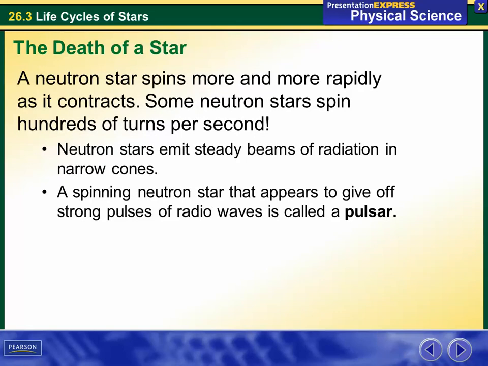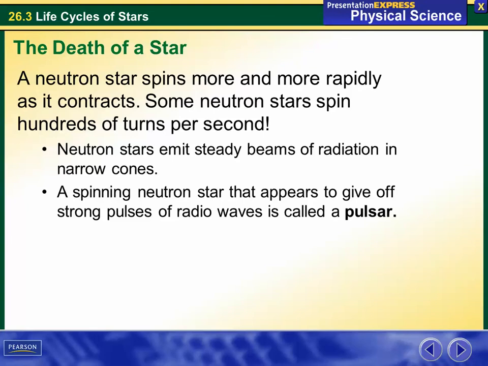And as neutron stars spin more and more rapidly, they contract. As they contract, they spin more and more rapidly. Some neutron stars spin hundreds of turns per second. They even added an exclamation point there to say how fast that actually is. The neutron stars will emit steady beams of radiation in narrow cones. So as they spin, they're shooting off radiation.